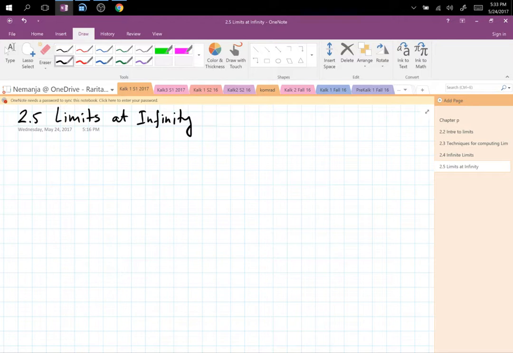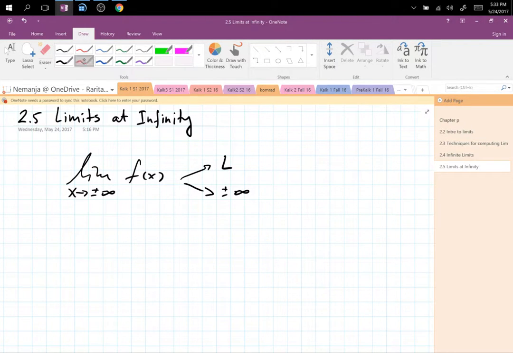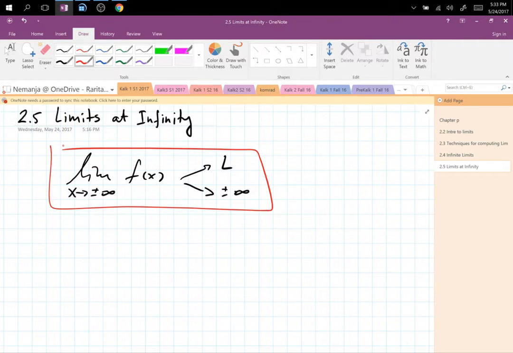So how's this different than the previous section? It was infinite limits, and now limits at infinity. So now we are looking at limits where x goes to positive or negative infinity, and we will have either a finite value or one of the infinities back. So this is the type of limit that we are considering now.